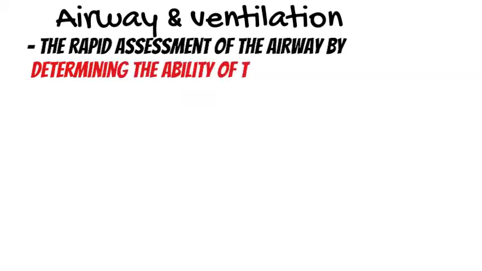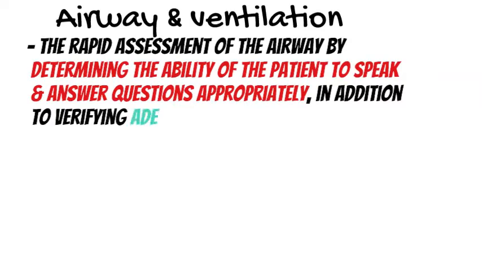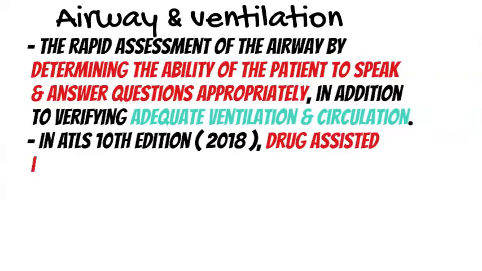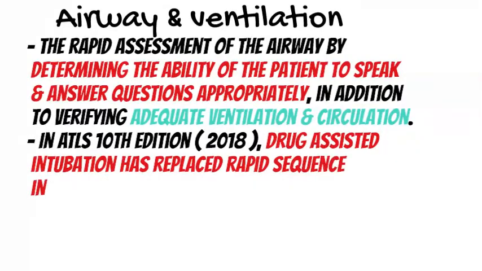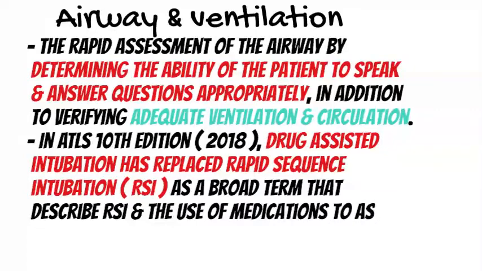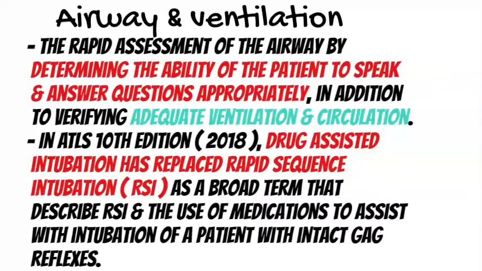For airway and ventilation, the rapid assessment of the airway is done by determining the ability of the patient to speak and answer questions appropriately, in addition to verifying adequate ventilation and circulation. In ATLS, the 10th edition 2018, drug-assisted intubation has replaced rapid sequence intubation, RSI, as a broad term that describes RSI and the use of medication to assist with intubation of a patient with intact gag reflex.